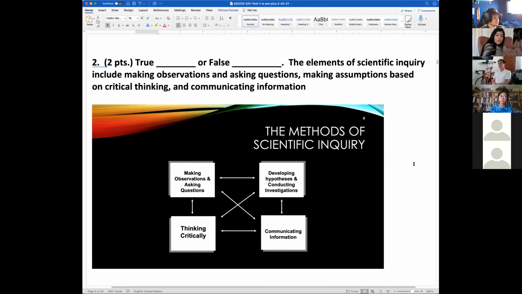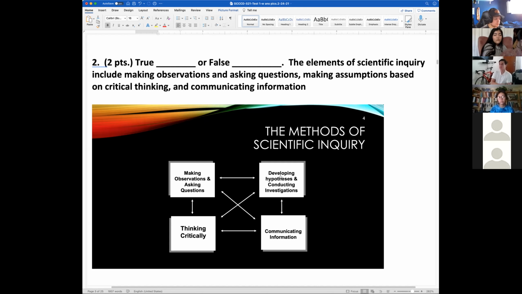Just from the slide that you have there, it shows that they all go back and forth. Read the second box, the one I'm hovering over here. Developing hypotheses and conducting investigations. Okay, and what does the statement say? It says that the elements of scientific inquiry include making observations and asking questions, and making assumptions based on critical thinking and communicating information. Okay. And you just said making assumptions based on critical thinking. And how does that square with this?